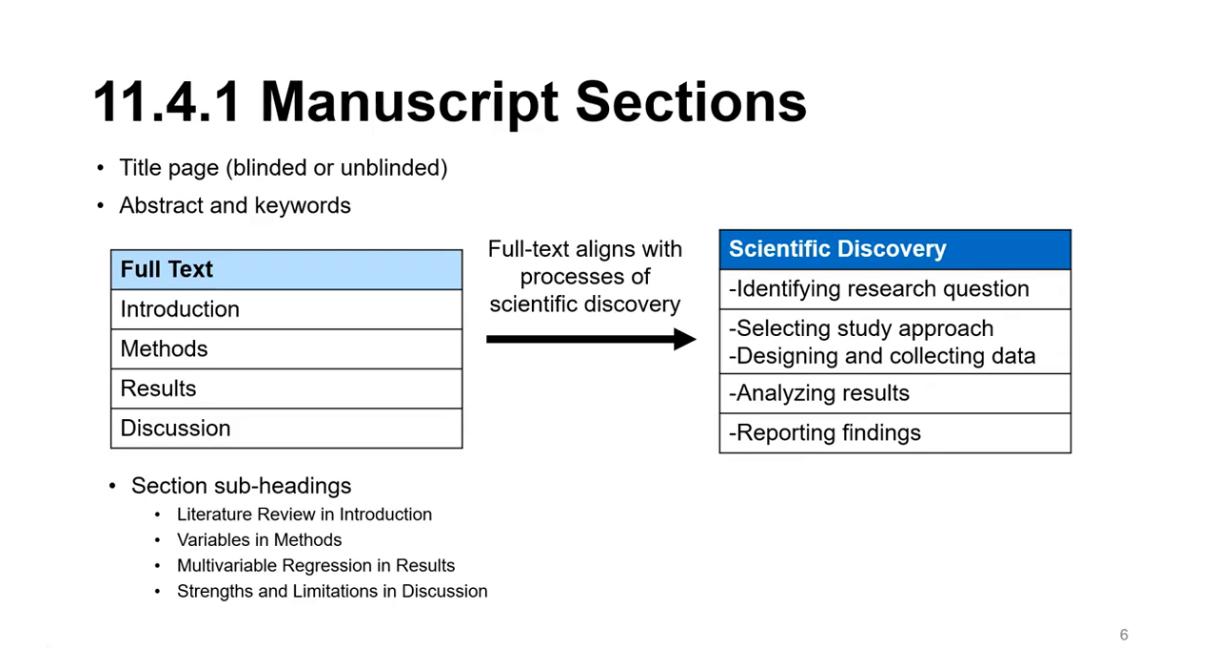These sections typically have subheadings, and this can also be very specific to the journal that you submit to. So you may include a literature review in the introduction. You may include variables in the methods section. In your results section, you may have different paragraphs for, say, bivariate results or demographic characteristics, and then a section on multivariable regression modeling. And you may have a strengths and limitations section in the discussion. This is very common. A lot of the times, almost 99% of the time, there is something that says in the author guidelines that you need to include a strengths and limitations section.